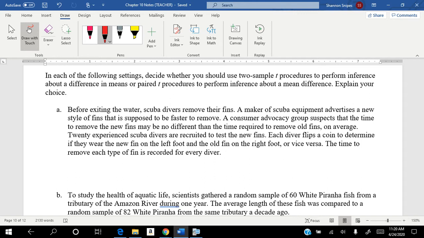So this is going to be paired data. So we're going to use a paired t procedure. Now remember, if you were to list the times for the divers and you were to scramble up the times for the removal of the old fin, then it wouldn't match, because it wouldn't be beside the person who actually performed the taking off of the fin. So this is paired data. So look and see, do you have 2 separate samples, or is it really just 1 sample because you've paired the data?